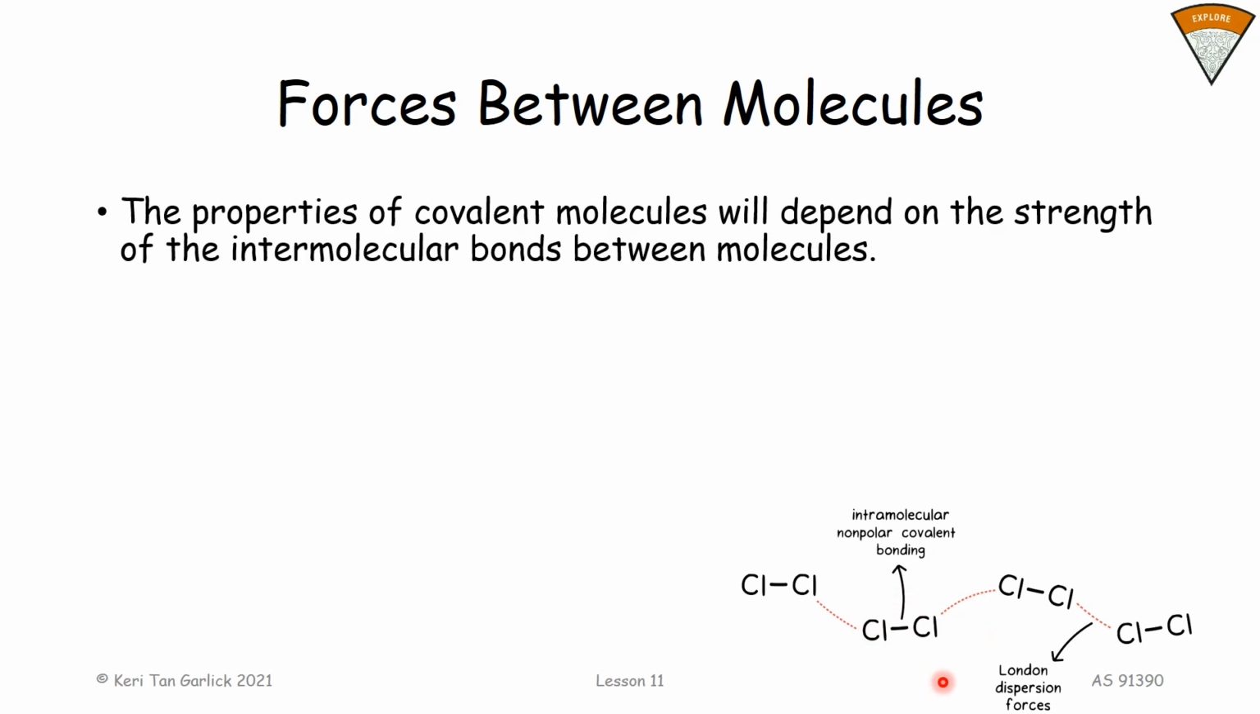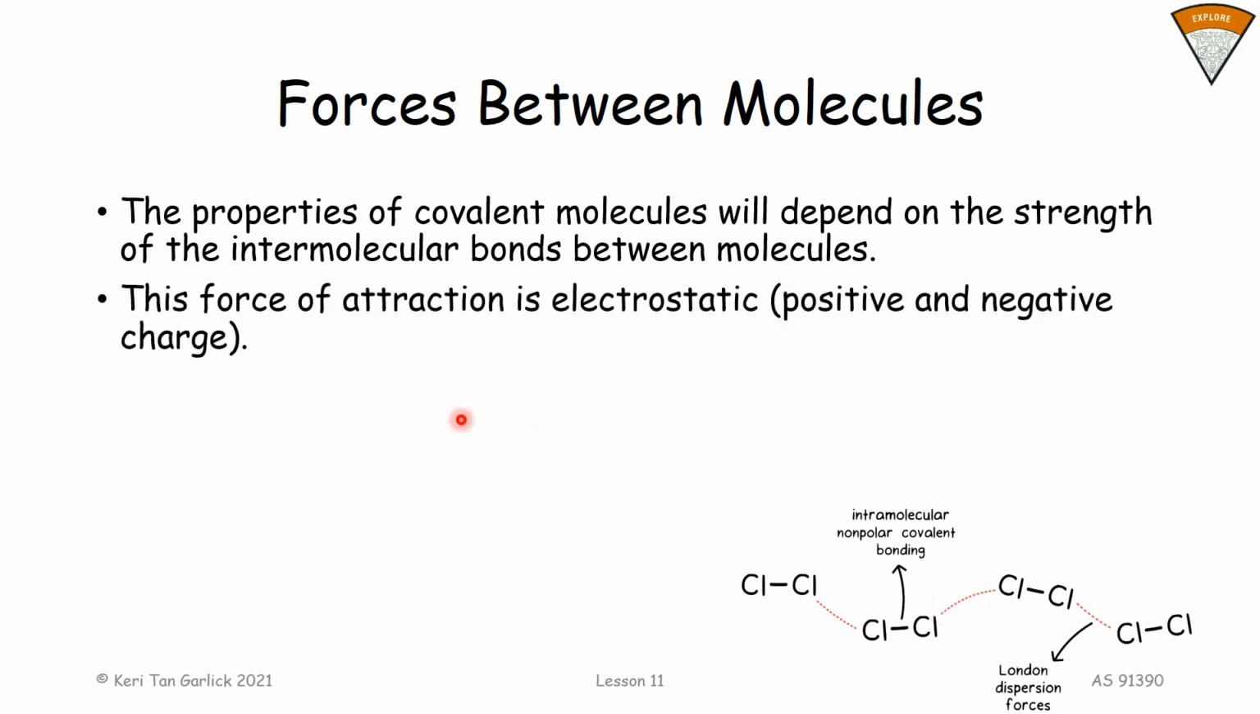A lot of the properties for these covalent molecules really depend on the strength of this bond here. Now these are generally pretty weak bonds in comparison to the grand scheme of things, but they do vary, and that small variation results in some very different properties. This is a force of attraction, which is the result of electrostatic attraction. Again, it all ties to that positive and negative charge. We'll look at some specific examples of where that's going to arise from.